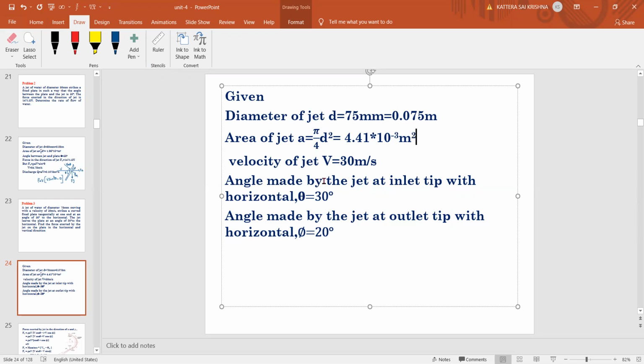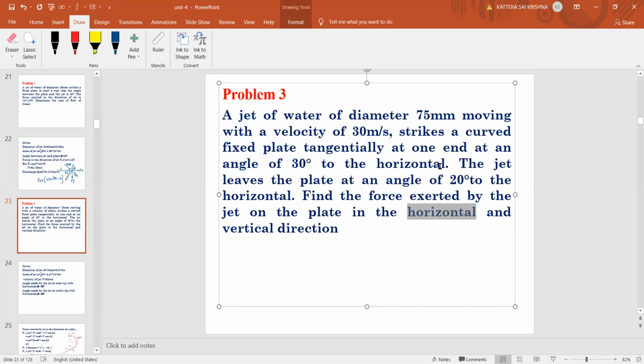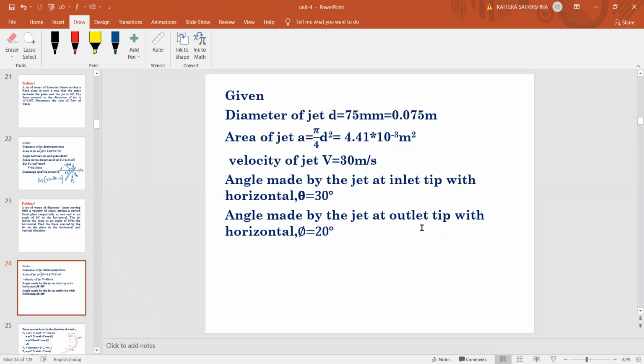Next, he has given the angle made by the jet at inlet tip with horizontal, theta is 30 degrees. And at the outlet, he has given that phi is 20 degrees. Again, it is with respect to horizontal. So remember, this is also very important, whether it is with respect to horizontal or vertical. Then it will change. As per the problem, you need to consider it. Here he has given both angles with respect to horizontal only. You can see the word horizontal: 30 degrees to the horizontal, 20 degrees to the horizontal. So it's very important.